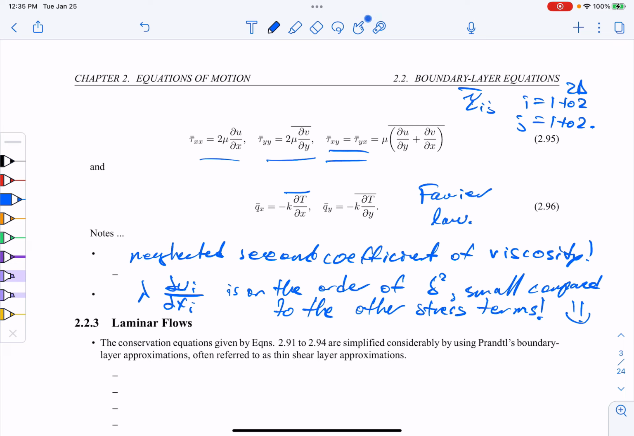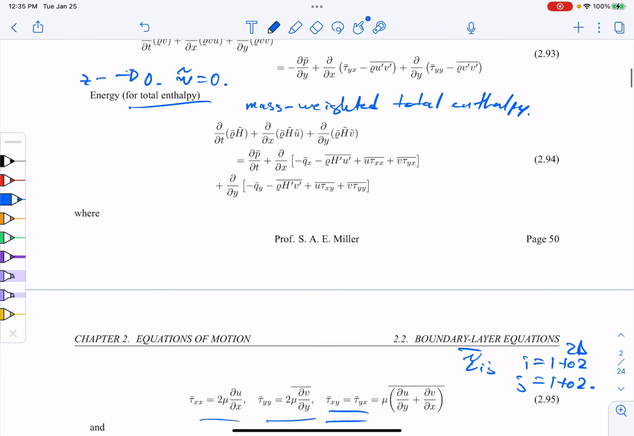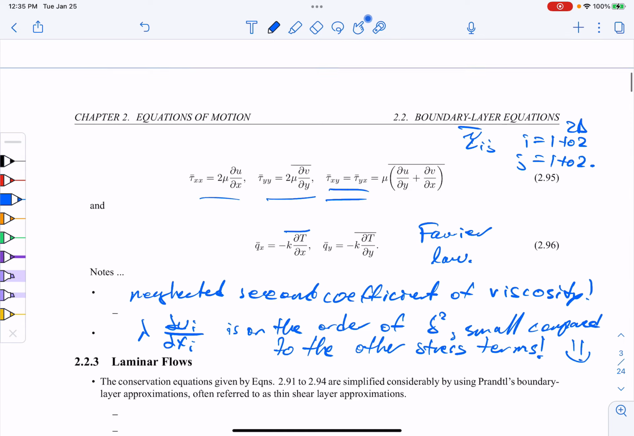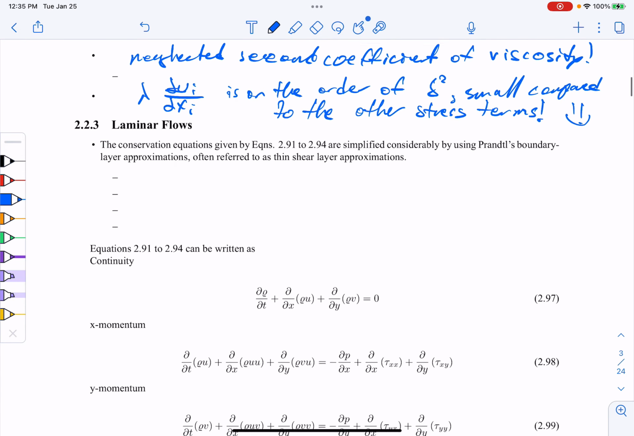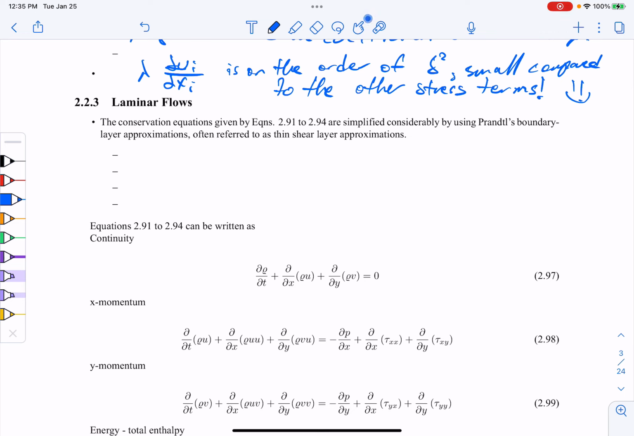So I think what we're going to do, now that we formulated our general equations in 2 dimensions for turbulent boundary layers in XY coordinates, is take a break for 10 minutes, and we'll come back at 12:45 and look at the laminar flow assumptions. Okay? So thank you.